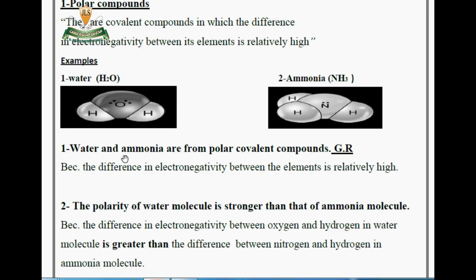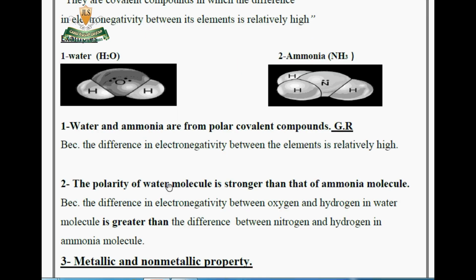The polarity of the water molecule is stronger than that of the ammonia molecule. Why? Because the difference in electronegativity between oxygen and hydrogen in the water molecule is greater than the difference between nitrogen and hydrogen in the ammonia molecule.